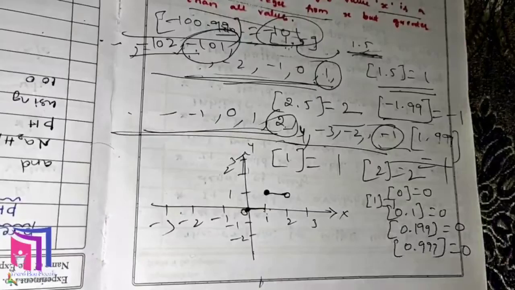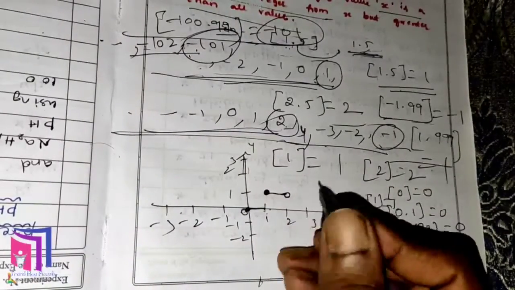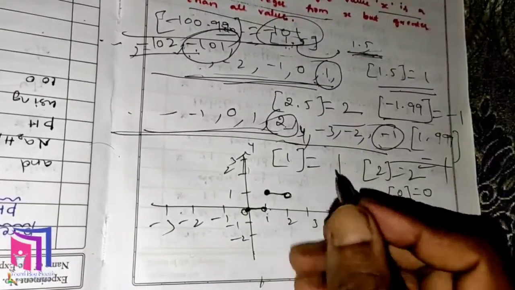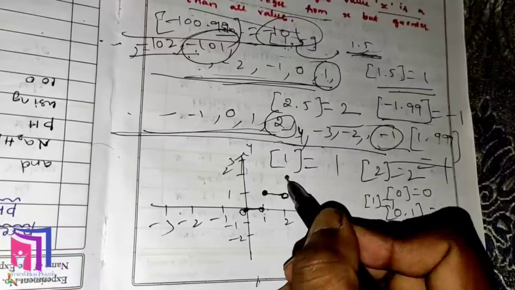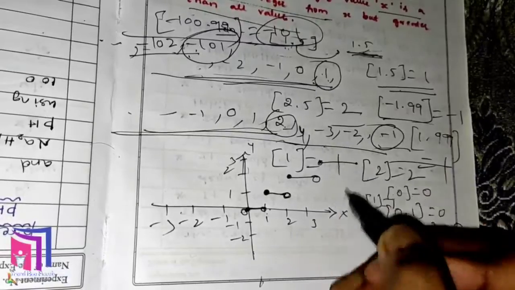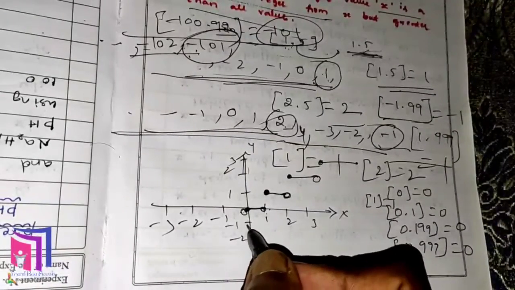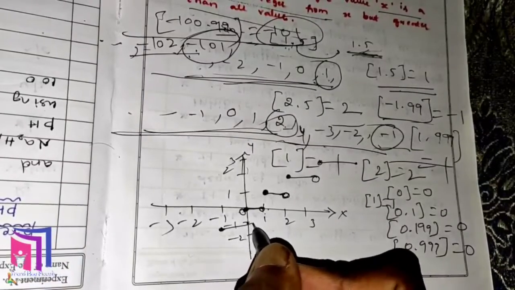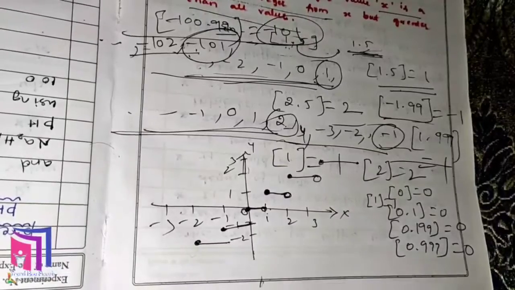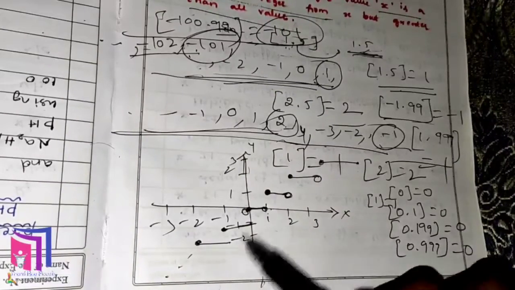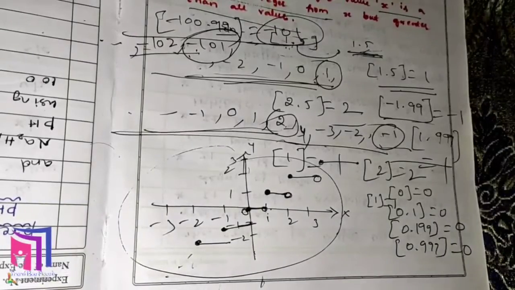Here we indicate an open circle like this, and here also we indicate a circle like this. This is the point, and the graph goes like this. The graph goes here also. Between minus 1 and 0, the greatest integer value is what? Minus 1 only. Here the graph goes like this. You understand now, I think. This is the graph of the greatest integer function.